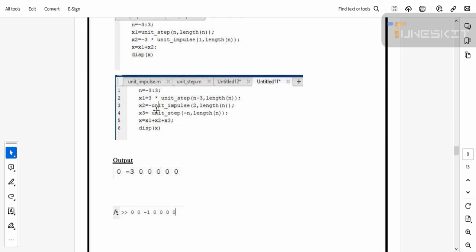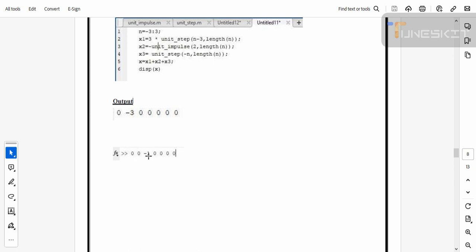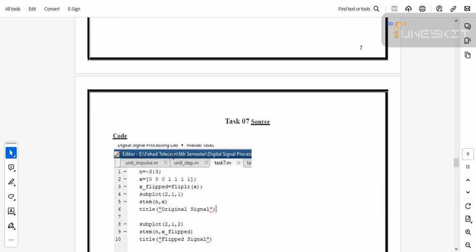And the second part is the same, but in this task we have to add three functions. The first one is unit step, the second is unit impulse, and the third one is also unit step. For adding we are using x is equal to x1 plus x2 plus x3. To display the values we are using the display command, disp bracket x. By simulating this code, we obtain these values: 0, 0, minus 1, 0, 0, 0, 0.